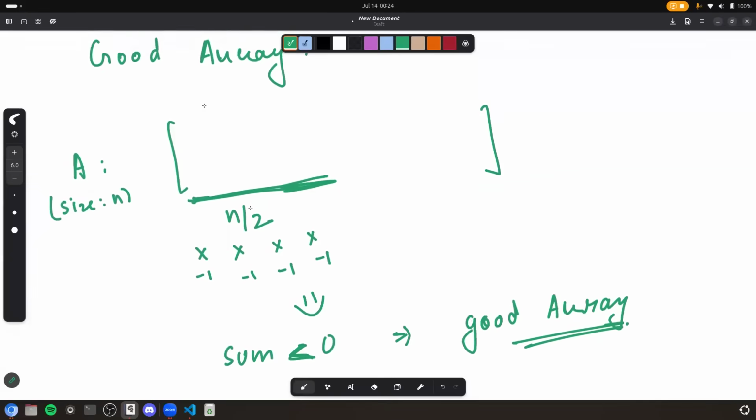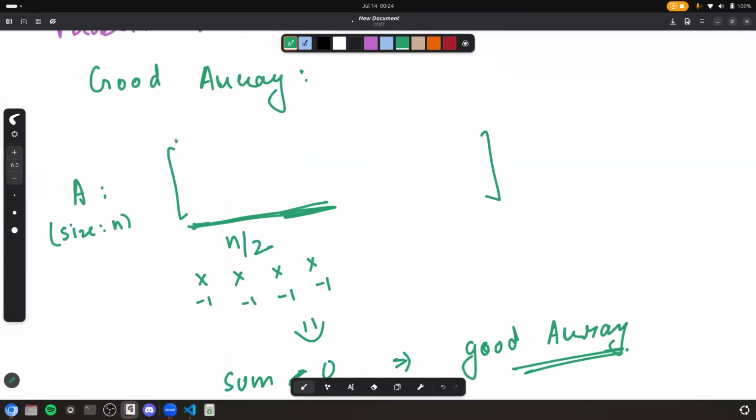Basically, we can also see it like this. Let the sum of this subarray be A and the rest of the elements be B. Then B minus A should be less than 0.